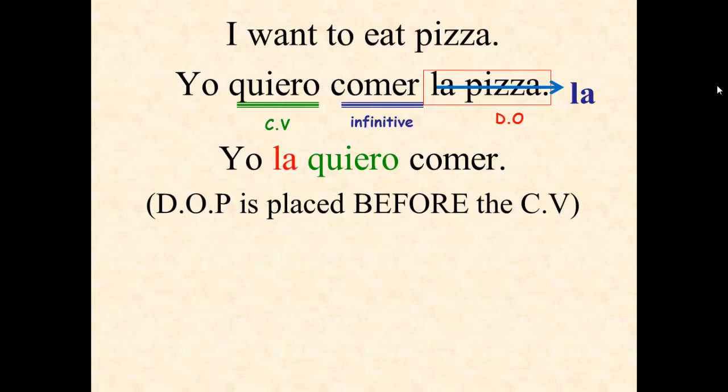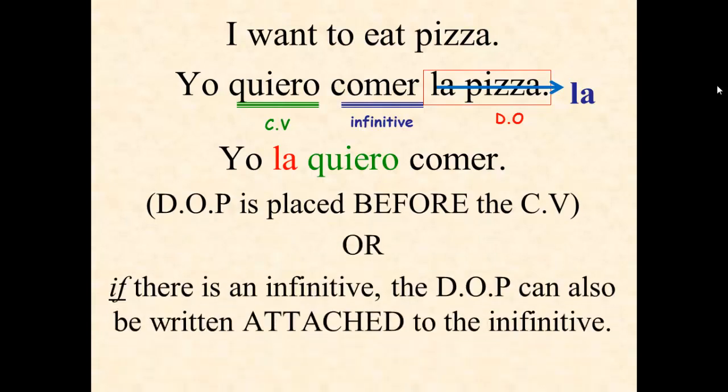Or, in this sentence, there are two verbs. If there is an infinitive, the direct object pronoun can also be attached to the infinitive. So the same sentence, yo quiero comer la pizza, can be yo la quiero comer, or yo quiero comerla, where it's attached to the infinitive. It can either go before the conjugated verb or attached to the infinitive. If there is no infinitive, like the 5 sentences that we've been talking about, then you just write it before the conjugated verb. You don't attach it to anything.